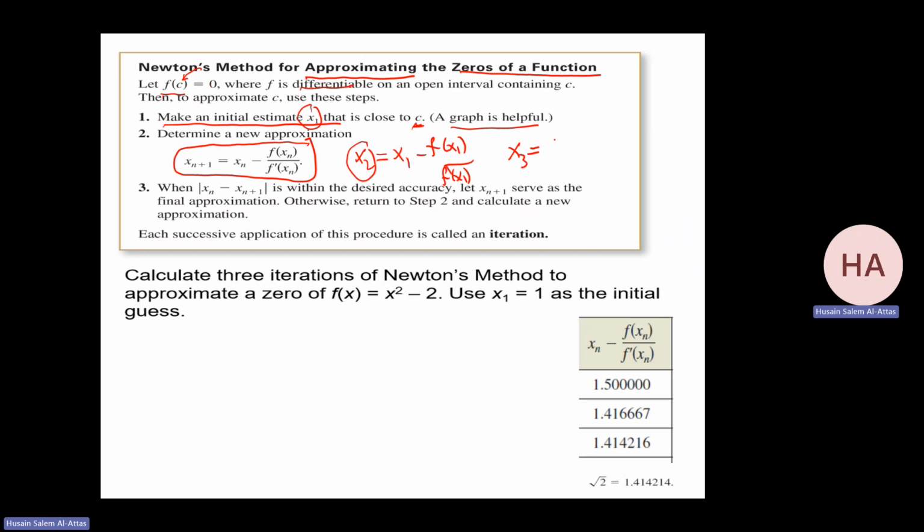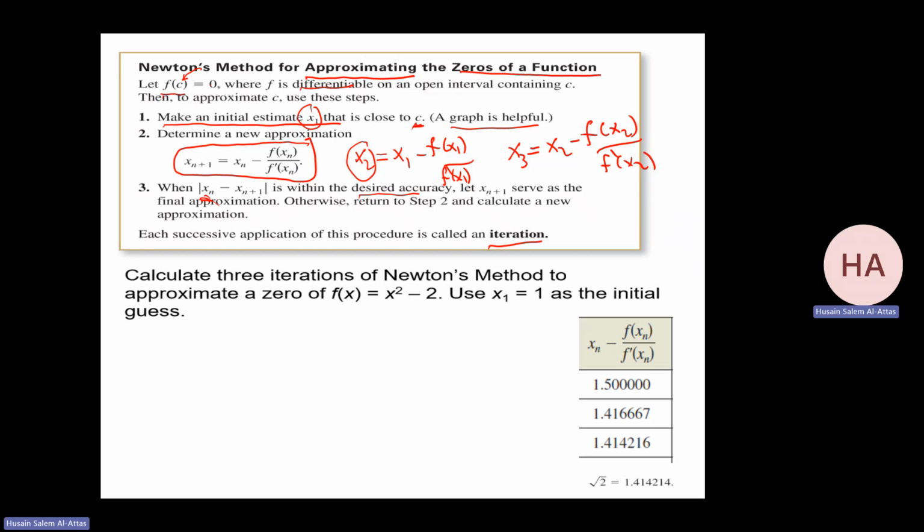I plug x2 into the formula, and so on. So it's an iterative method. When will I stop? Assume I want a desired accuracy. I will check the difference between xn and xn plus 1, like x2 and x3. Is it the accuracy I'm looking for? If yes, then I will stop. By the way, these steps are called iterations. From x1, I get x2, then from x2, I get x3, and so on.